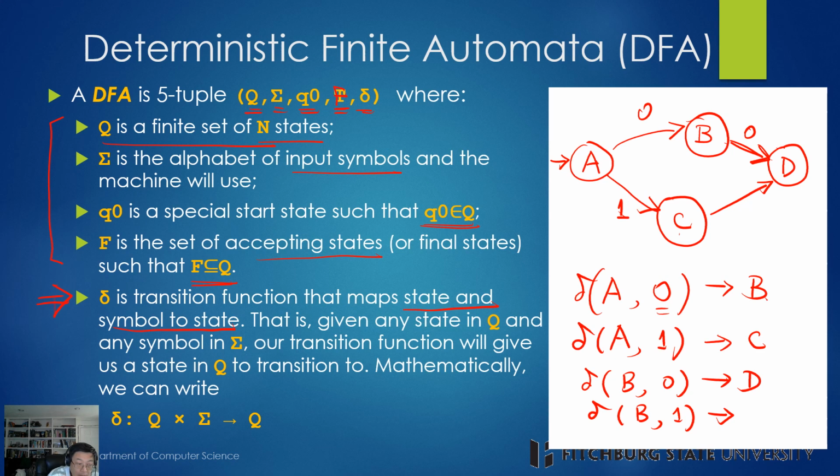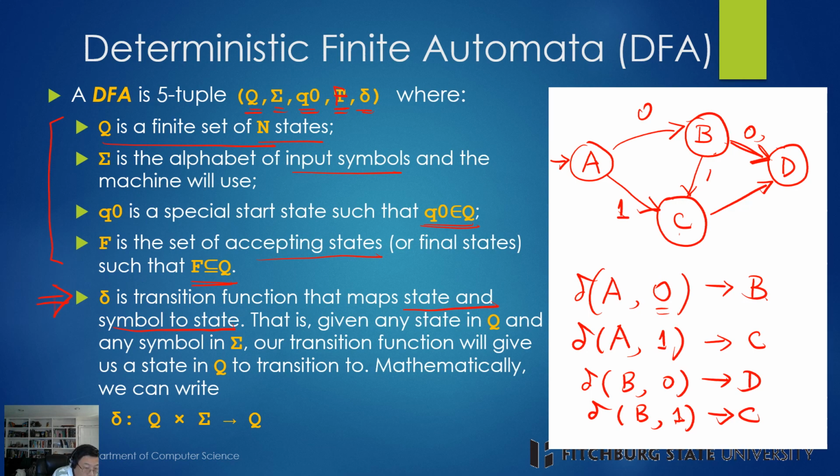Now, there's a couple of different possibilities. If the current state is B, and the symbol is 1, then we could map to D as well, right? In this case, for both 0 and 1, we map to D. That could be the case. But it could be something else, saying if the symbol is 1, we're going to map to C. We can do anything we want, right?